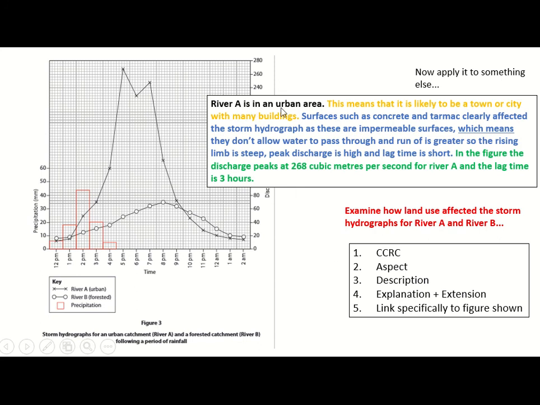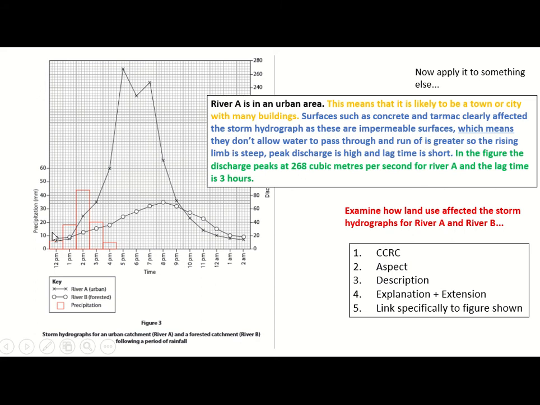So river A is in an urban area. So urban means, okay, this means that it's likely to be a town or a city with many buildings. So I've named my aspects, river A is urban, that means it's got lots of buildings. Explain and extend. Surfaces such as concrete and tarmac clearly affect the storm hydrograph, as these are impermeable surfaces. That obviously means water can't go through. So which means they don't allow water to pass through, and runoff, spelling typo there, sorry, is greater.